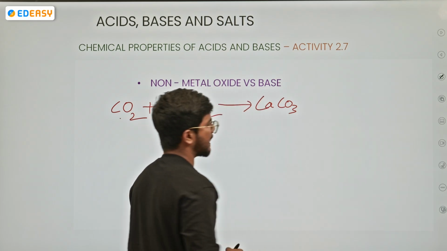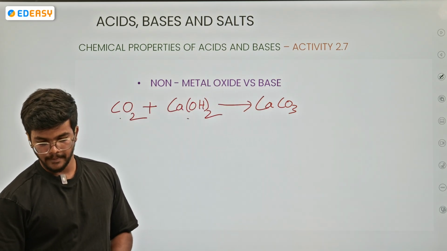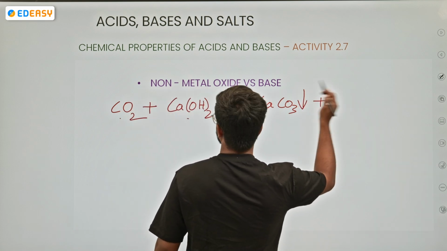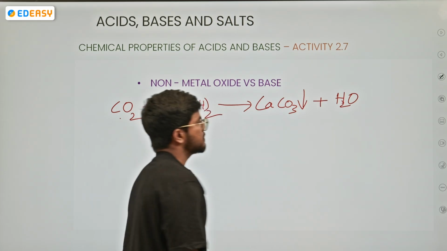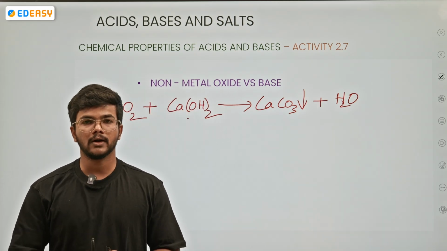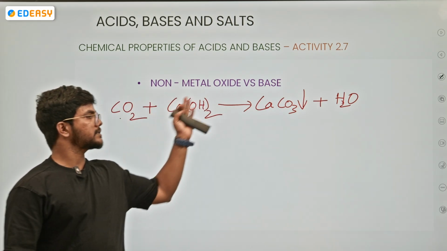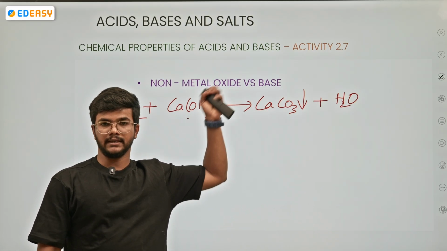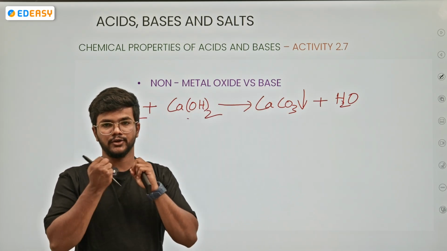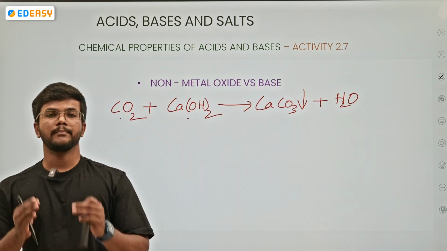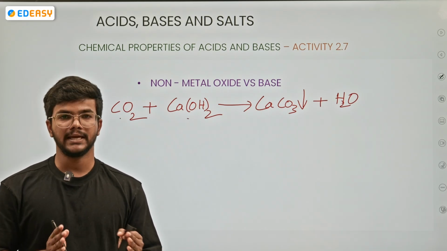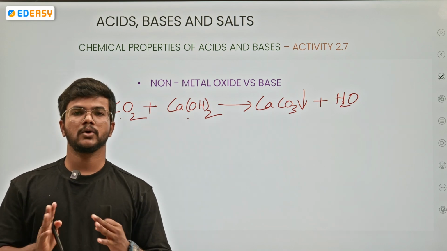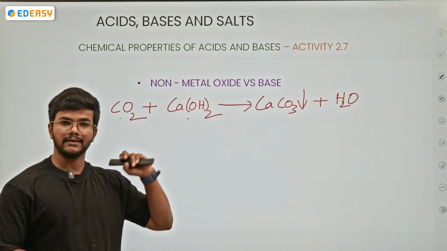CaCO3. So how can we identify calcium carbonate? Yes, it is a white precipitate, with water. So when a non-metal oxide reacts with the base, the products will be the same. This is also a salt. It is an insoluble precipitate. It goes to the bottom of the test tube and it gives water. So when a non-metal oxide reacts with the base, it gives a precipitate with water. Hope you understand the non-metal oxide versus base.